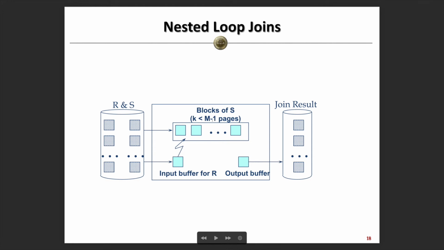And we also reserve one buffer in the memory for the block in R. In other words, we enumerate all the blocks in R one by one into the memory, and we can compare them together to do the joins between them, and also generate the result.